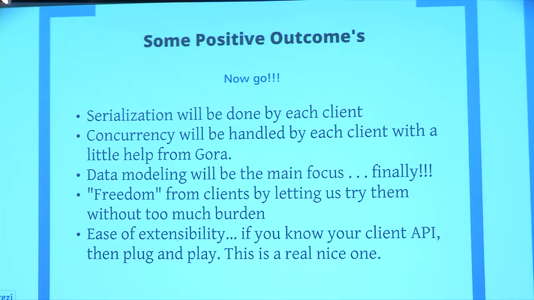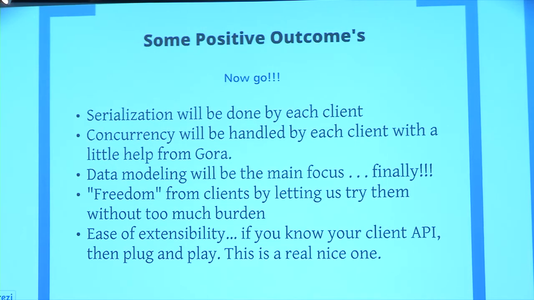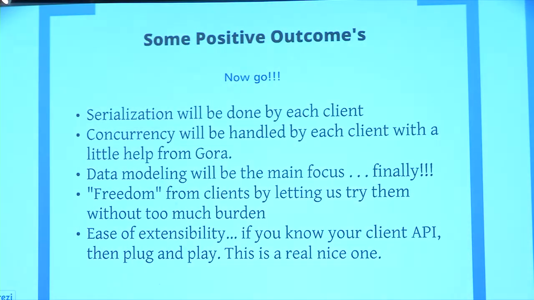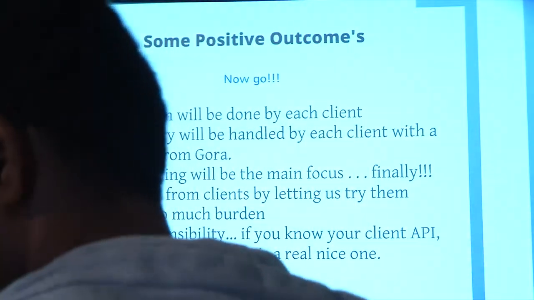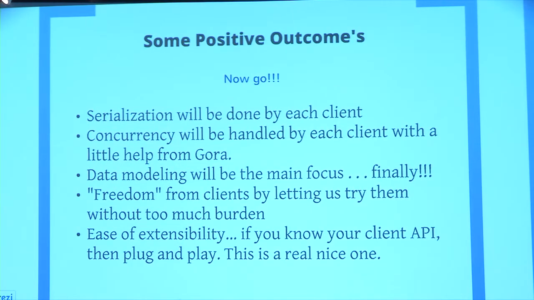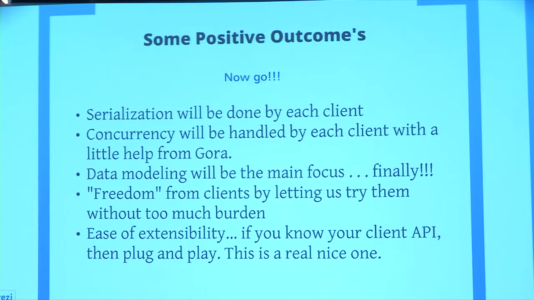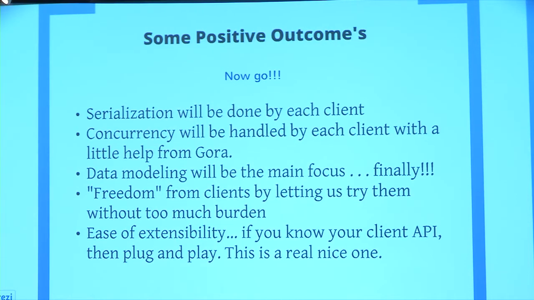We have the Gora CI model, that is a continuous ingestion test that Luis is going to talk about in just a sec. And the concurrency also has to be handled by each client. Gora, of course, takes care of part of the concurrency model, but it's the client's main task. So with data modeling, we can just focus on modeling our data, just putting in our schema for what we want. We don't have to worry about the client's error handling and all that stuff, because somebody else will take care of it. And the freedom from clients, that's what we are trying to provide, because as we were saying, it's sometimes difficult to choose one.